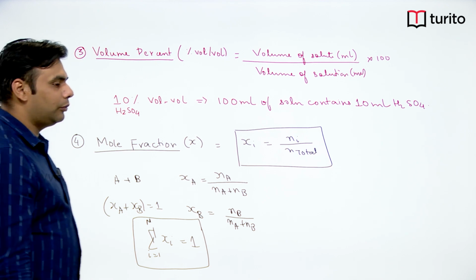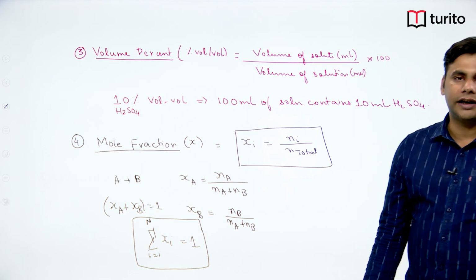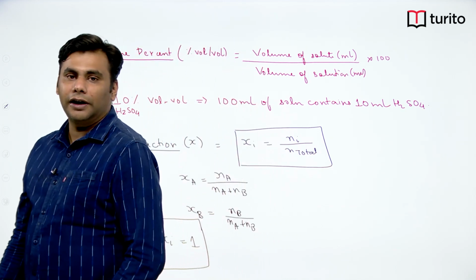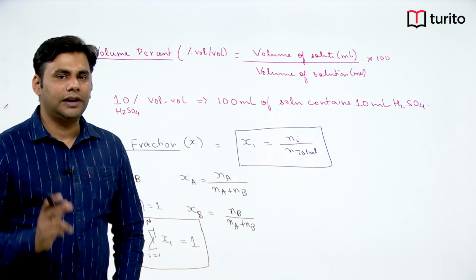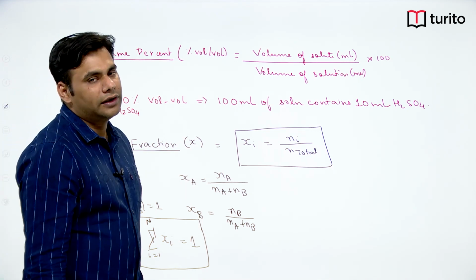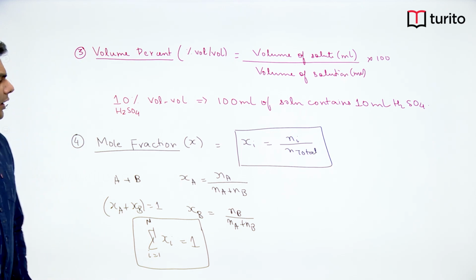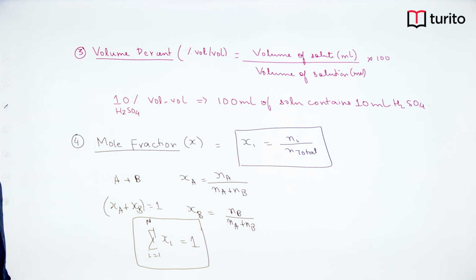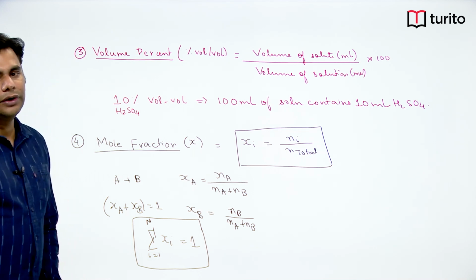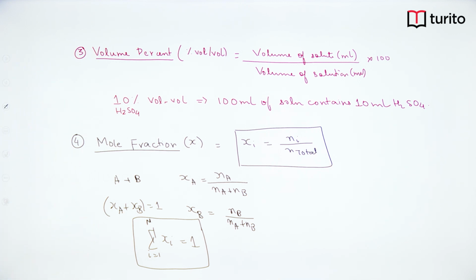Okay, suppose there are three components A, B and C, so the mole fraction of A would be number of moles of A upon total moles, that is Na plus Nb plus Nc. Similarly, mole fraction of B would be moles of B divided by total moles, that is Na plus Nb plus Nc. Similarly, mole fraction of C would be moles of C divided by total moles, that is Na plus Nb plus Nc. Okay, so this is the very basic idea of mole fraction. If you look at this, mole fraction does not carry any unit because it is the ratio of moles, so the units get cancelled out. So basically it is a dimensionless quantity. Okay, so just write it down quickly.